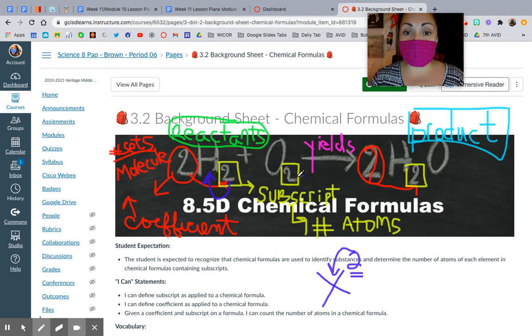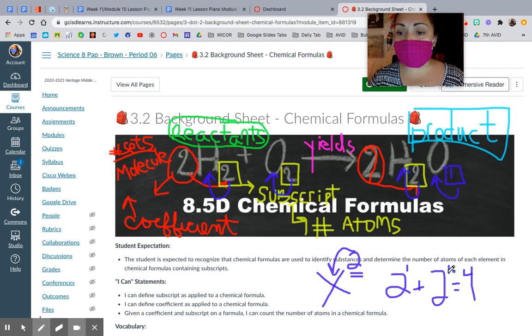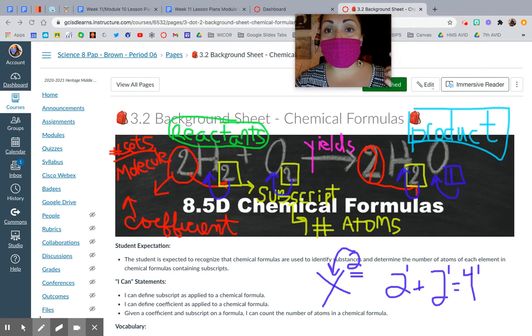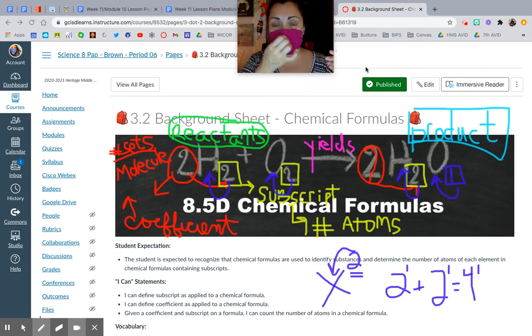So I have 2 hydrogens, I have 2 oxygens, I have 2 hydrogens, and then this, y'all, this is like a what? If there is no subscript, it is automatically a 1. Just like in math, if I have 2 + 2 = 4, I don't need to put 2 to the first power plus 2 to the first power = 4 to the first power, because anything to the first power is that number. So it's the same thing, y'all. If there's no subscript, it's automatically 1. It can't be 0, because if it was 0, it wouldn't exist and it wouldn't be there.